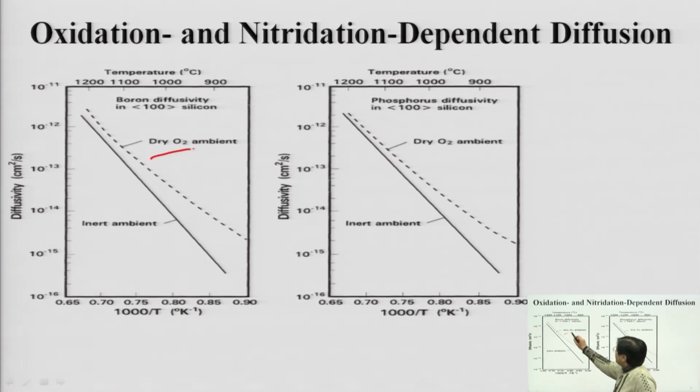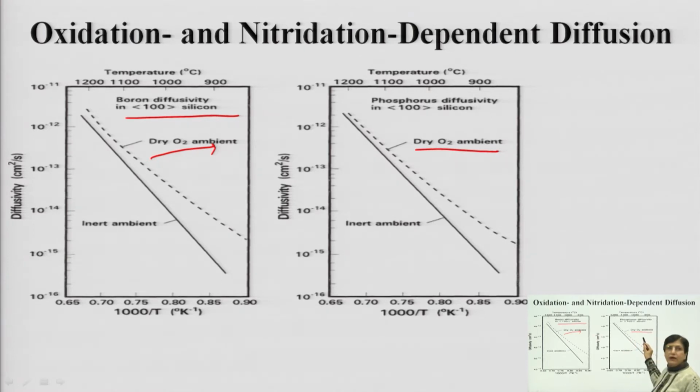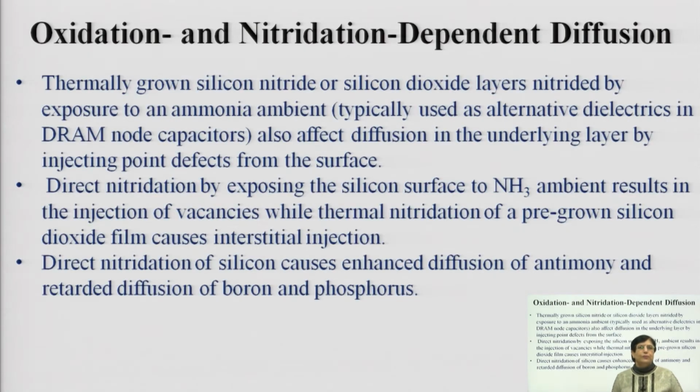in the dry oxidation ambient, this particular diffusivity is enhanced, compared to the inert ambient diffusivity in the case of boron. In the case of phosphorus, you will see the difference: this is the dry oxidation ambient diffusivity and this is the inert ambient diffusivity. See the difference for the same temperature and the same other environmental conditions: you will find there is a drastic change in the diffusivity in the presence of dry oxygen.